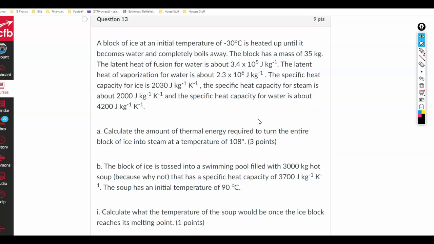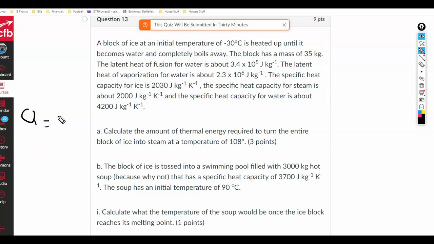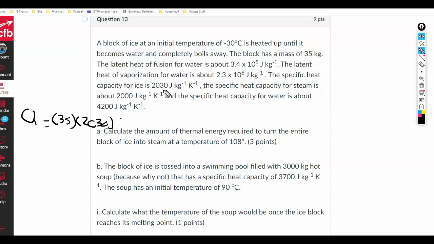at 108 degrees Celsius. This is a 3-point question, but it's a pretty straightforward calculation because we did problems like this in class. The mass of the block is 35. The block starts at negative 30 degrees Celsius. As you add heat to it, the first thing that's going to happen is a temperature change up to its melting point, which is 0 degrees Celsius. So we have mc delta T, the specific heat capacity for ice is 2030, that's given in the problem.